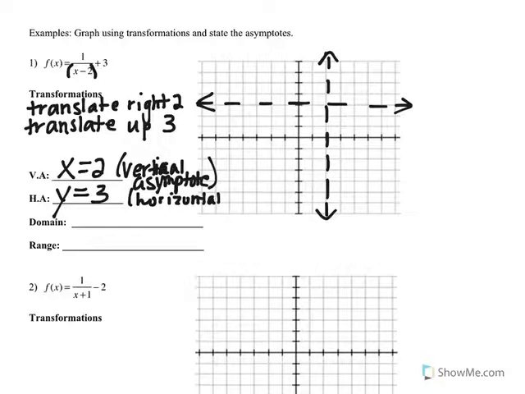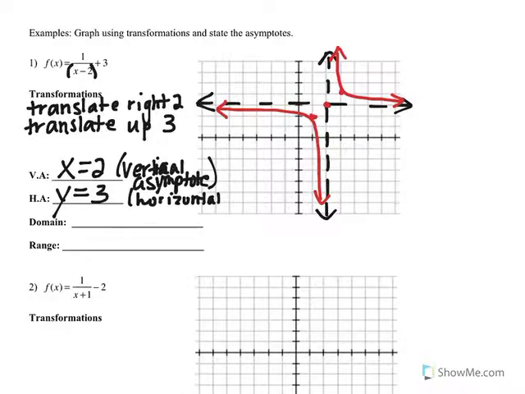To get your branches, you're just going to start at the center of where those lines cross. You're going to go up one and right one, and then sketch a branch getting close to the asymptote lines there, and then you're going to go down one and left one from that middle point and sketch a branch on that side.